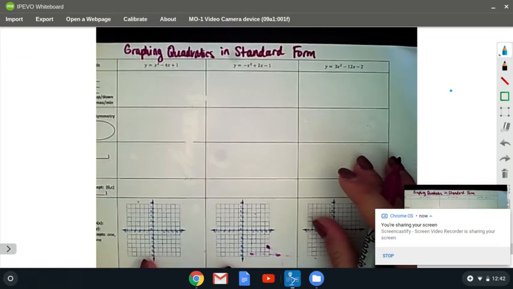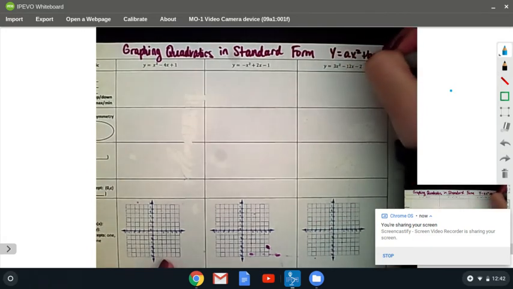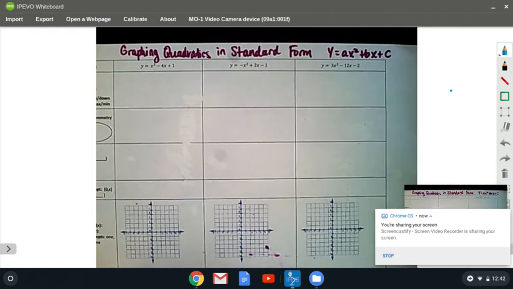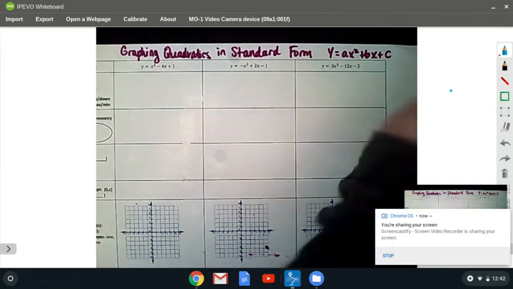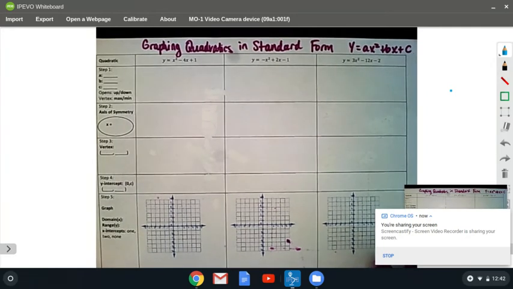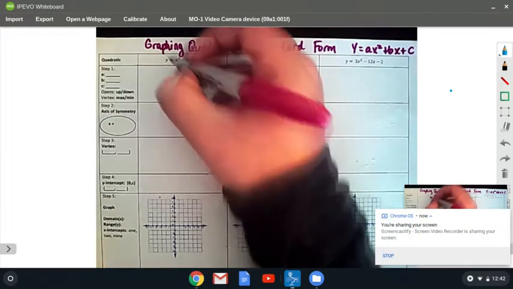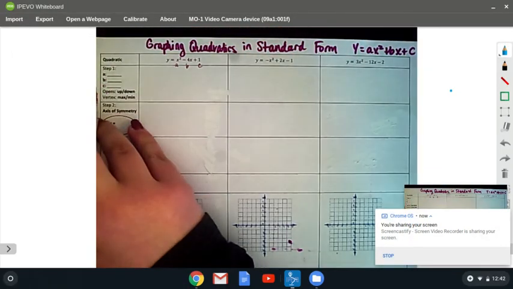Standard form looks a little different than vertex. It looks like this, which you may recognize from when we were factoring. We used that form, and we talked about naming the A, B, and C. We are going to name the A, B, and C again in these problems here. So this would be my A, my B, my C. So step one is to name those.